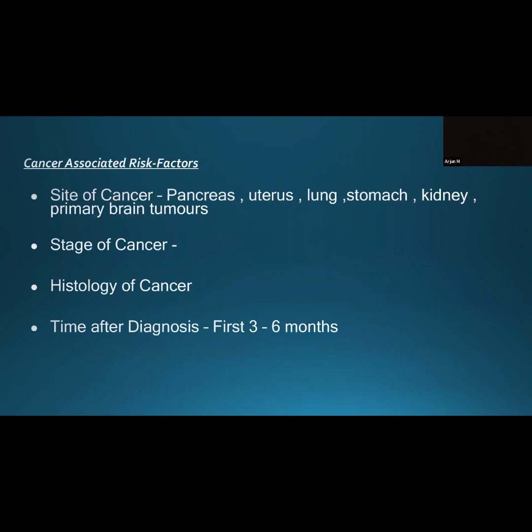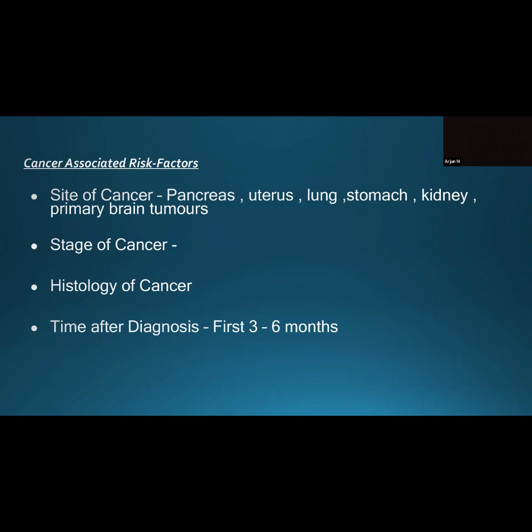Now, with regards to cancer-associated risk factors, the site, stage, histology, and time of diagnosis are the common risk factors which aggravate the risk of a venous thrombotic event. With regards to site of cancer, a malignancy in the pancreas, uterus, lung, stomach, kidney, or primary brain tumors are found to have a much higher risk of developing a venous thrombotic event. Of these, pancreas is found to have the highest risk.